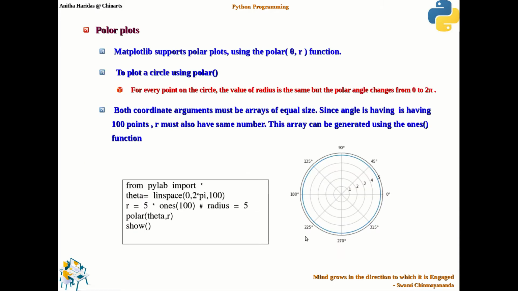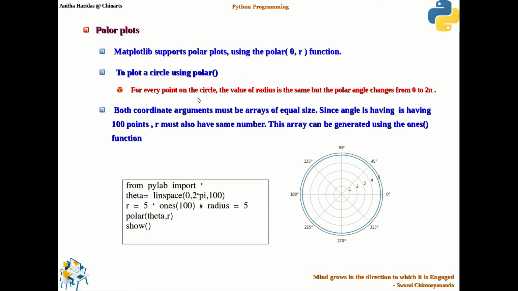Now another plotting function is called polar plotting. Whenever you want to have polar plotting with the angle and radius, then you can go for the polar function, right? So you want to plot something with the angle and radius. The angle is the theta value. You give the theta value and the radius, and then you can go for the polar plotting function.